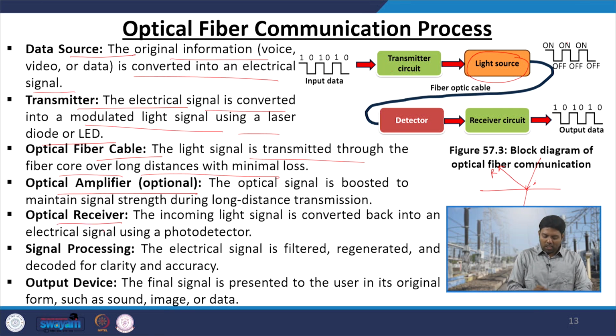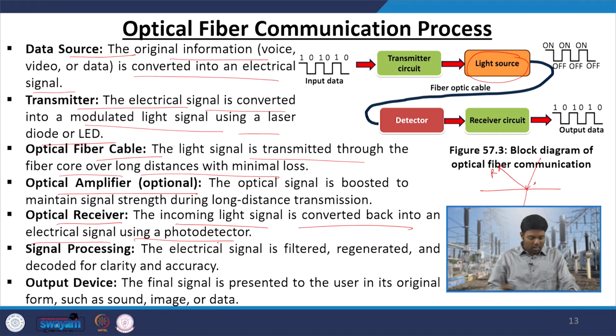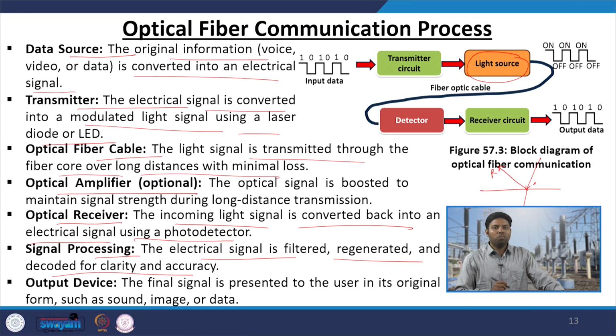Then you have an optical receiver, where the incoming light signal is converted back into an electrical signal using a photodetector. Signal processing: the electrical signal is filtered, regenerated and decoded for clarity and accuracy. Then you have the output device and get your 1010 output data.